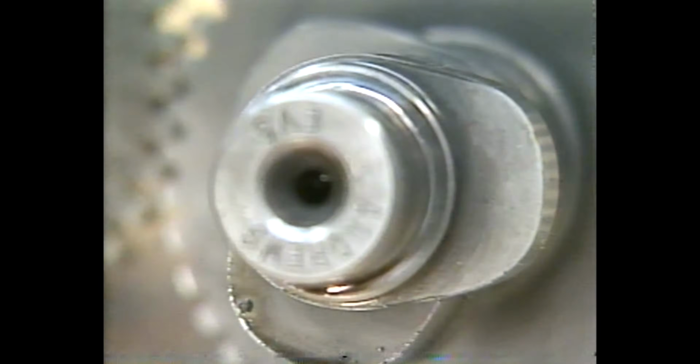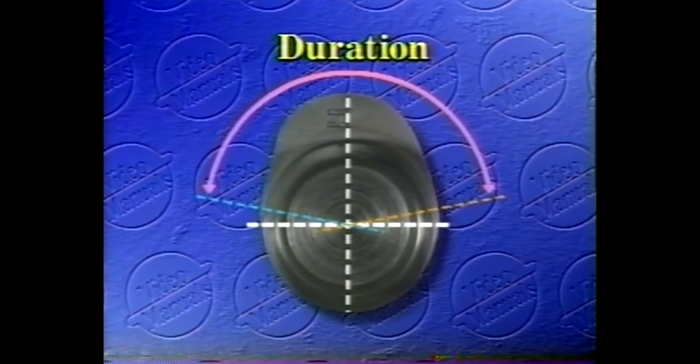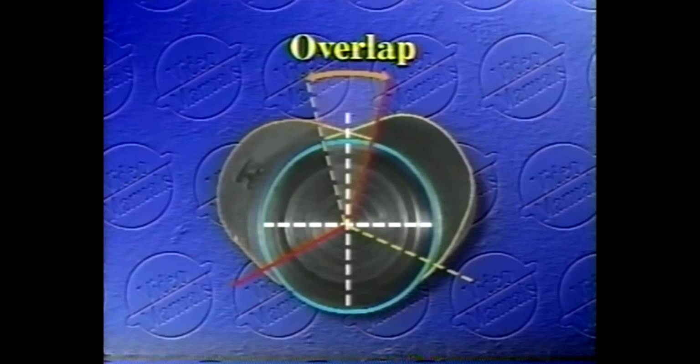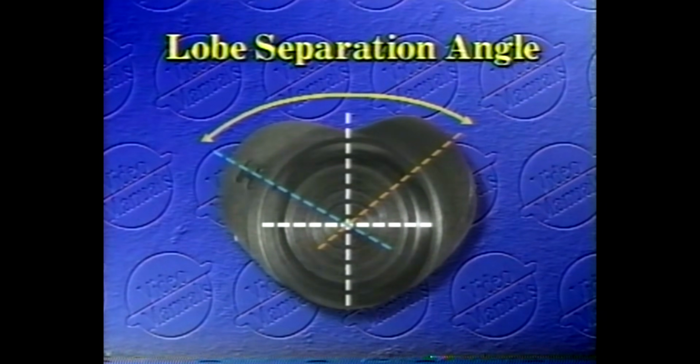The selection of our camshaft becomes much easier once we understand some basic camshaft terminology: duration, lift, overlap, lobe center line, lobe separation angle, and profile. We must learn to appreciate how each of these factors impacts the performance of our engine.